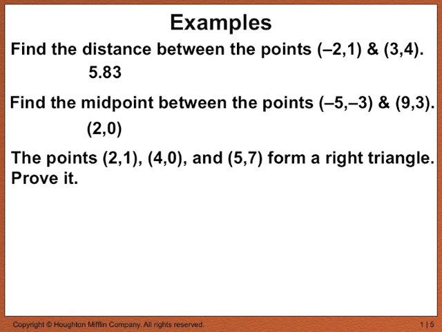The points 2, 1, 4, 0, and 5, 7 form a right triangle. Prove it. Now there might be several different methods for this, but what I'd like you to do is pause the video, do this on your own, and then resume when you have an answer or if you get stuck. But you need to prove that those 3 points are the vertices of a right triangle. Just prove that that triangle is a right triangle. So pause the video, do that, and then resume.